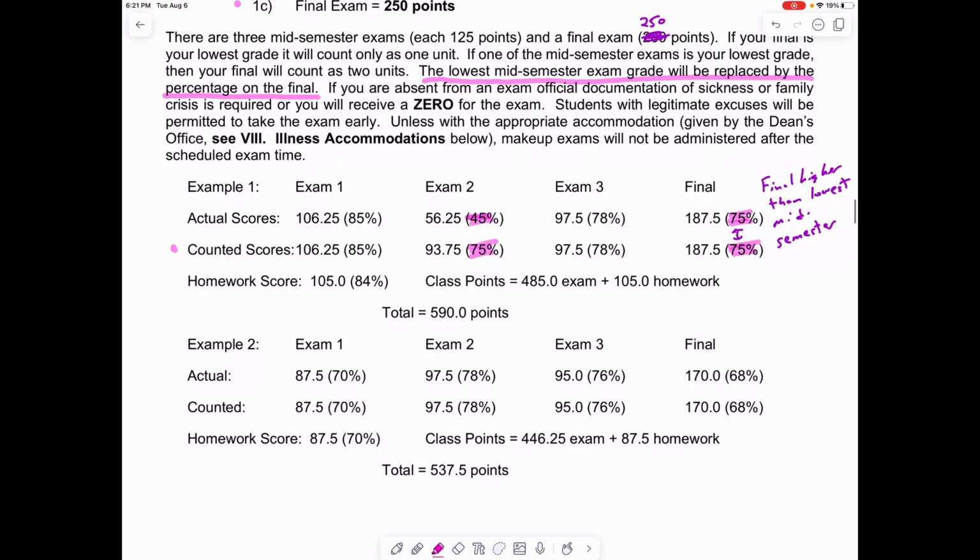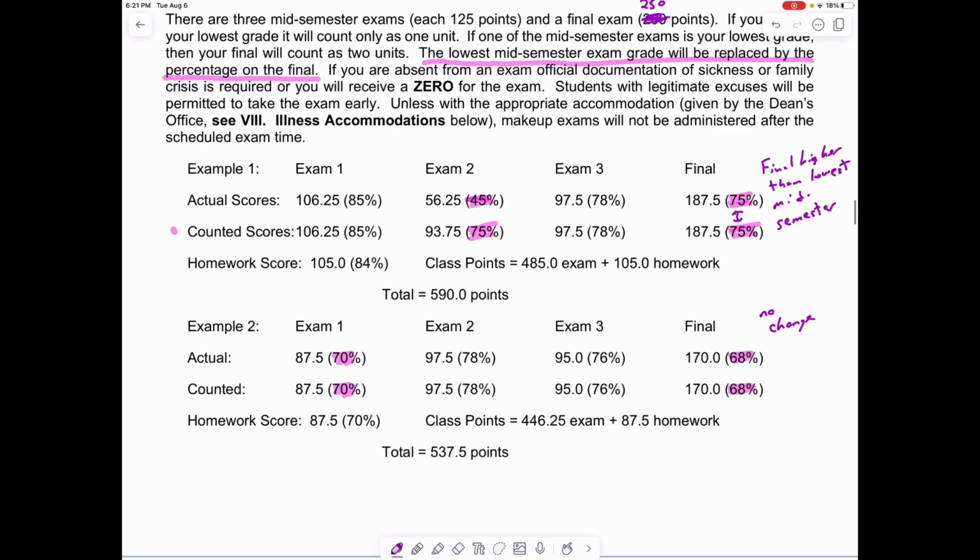Example 2, a different student, was pretty much regular the whole time. The lowest was a 70%, and the final got a 68%, and so those numbers remain. So there's no change because the final was the lowest grade, and so the numbers just stay. So that's how I do the grading. Throughout the semester, there's always one kind of low-hanging exam, whether we're sick or it was a tough week, with a lot of other things going on, other classes and due dates. And so this gives you a way to bounce back with the final.